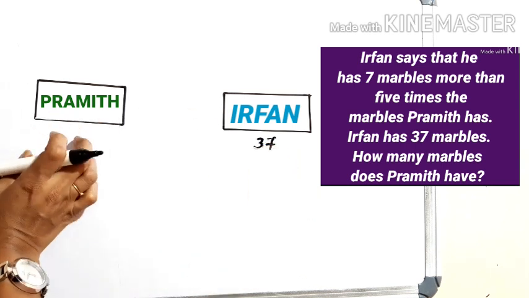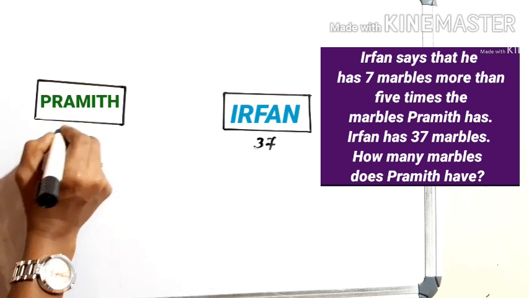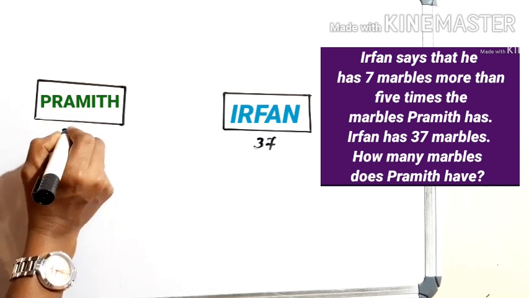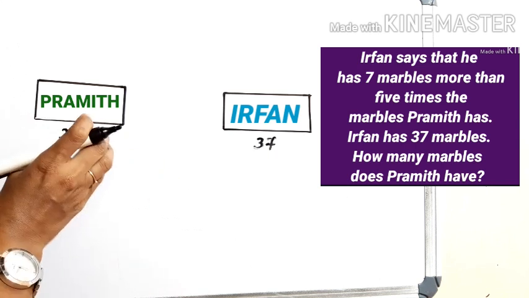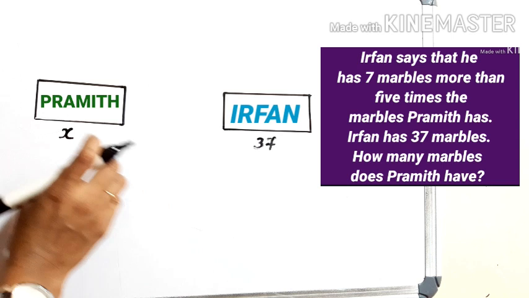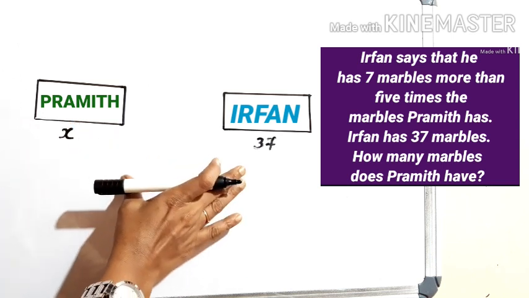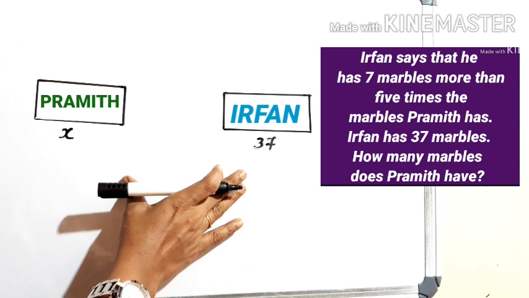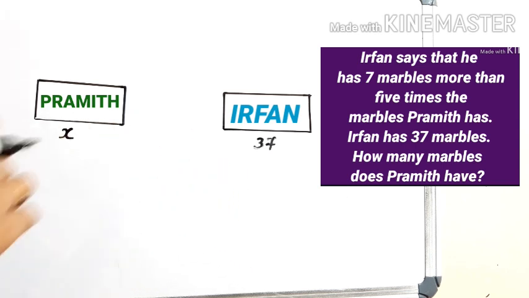Then, the number of marbles Pramit has is unknown. Let it be x. Any variable you can have here. Actually, we have to find the value of x from this question, right? To get the value of x, we have to form a simple equation. To form a simple equation here, one hint is already given in the question.